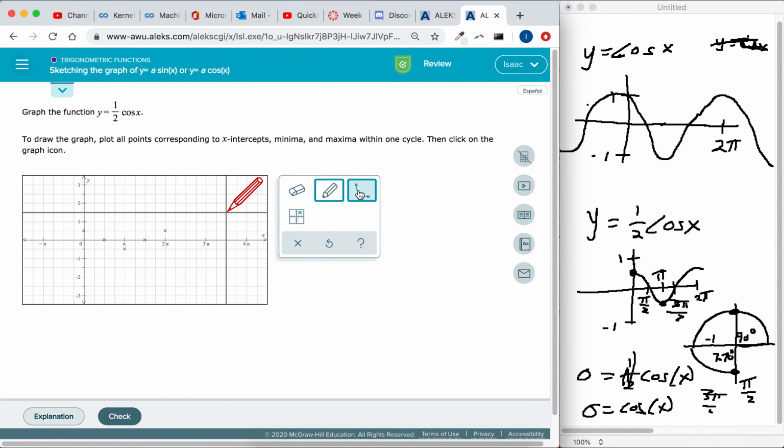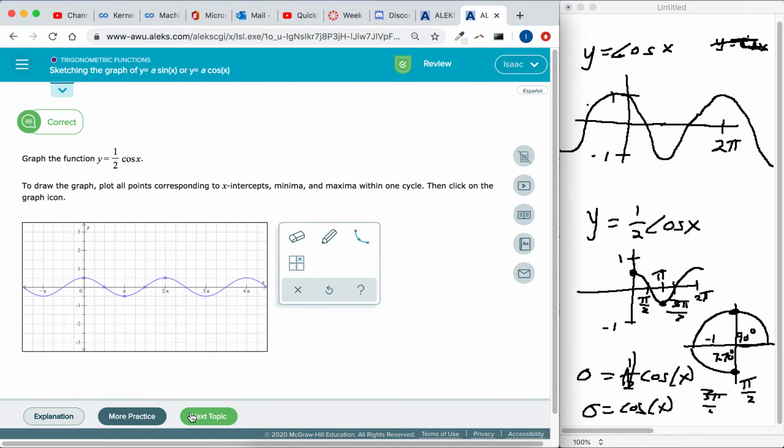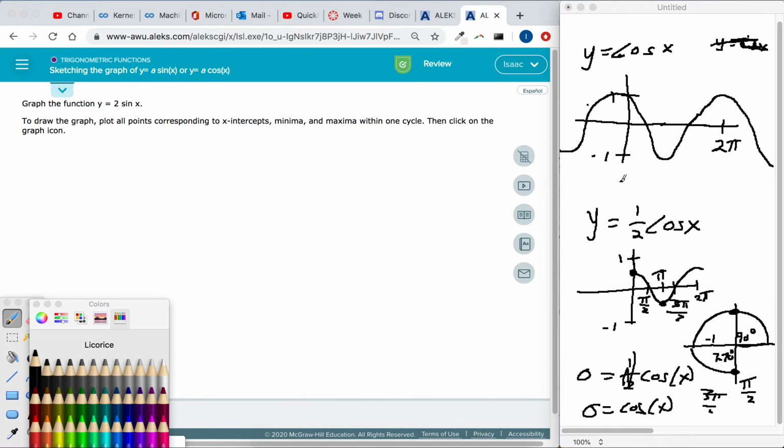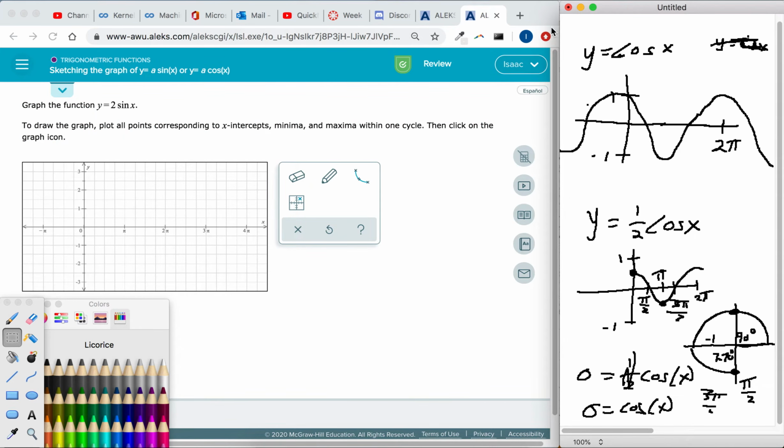So that's 5 points. Let's hit the graph tool. There it goes. It makes the rest of the trig function. If you're new to this topic, a lot of that was probably pretty confusing. Let's try out another graph.